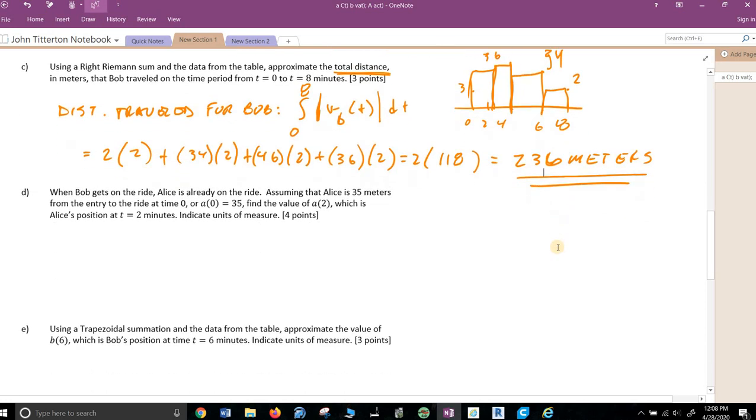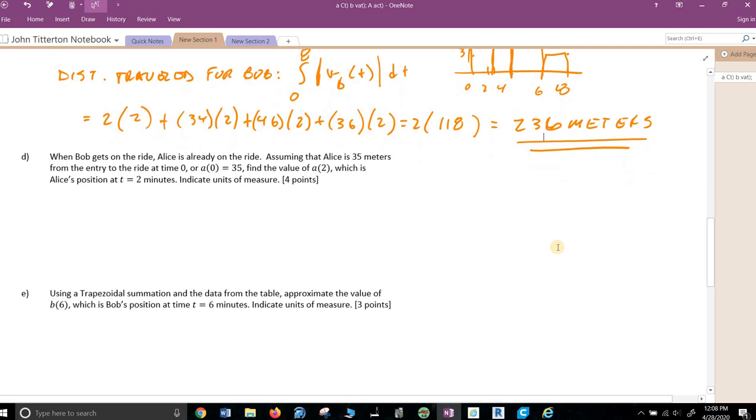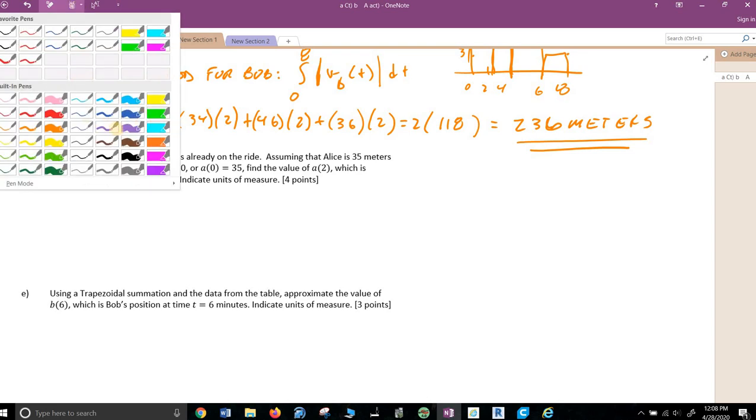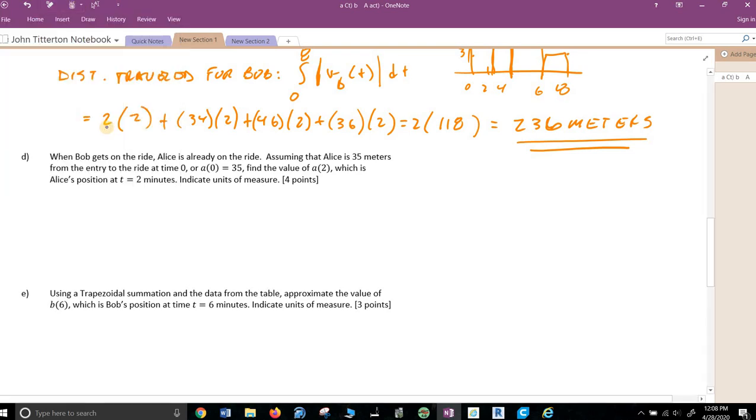Bob gets on the ride. Alice is already on the ride. She's 35 meters in front of him, on the right of him, in the positive direction of him, whatever the heck that means. And blah, blah, blah. From the entry to the ride, find the value of A of 2, which is Alice's position at t equals 2. So now we're actually being exact.